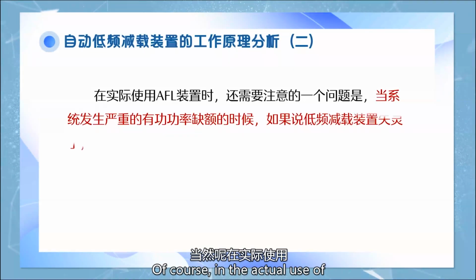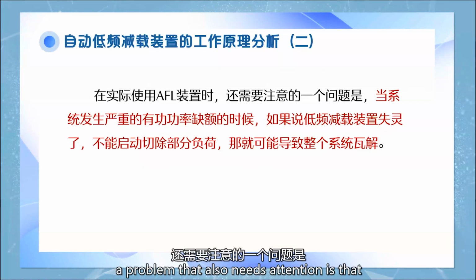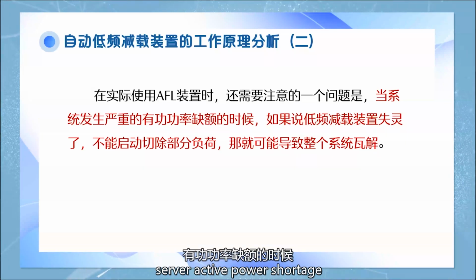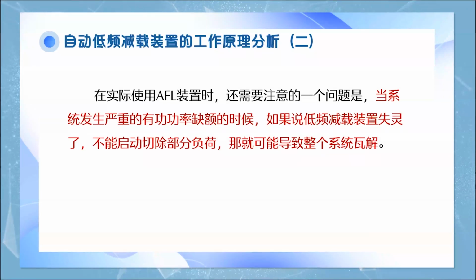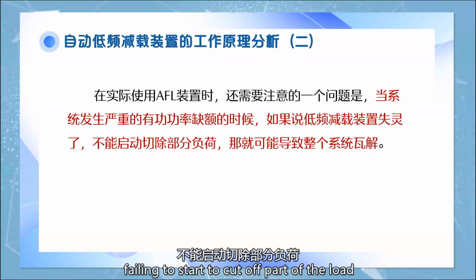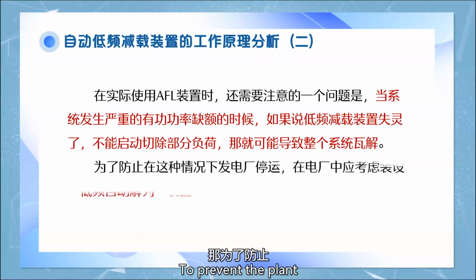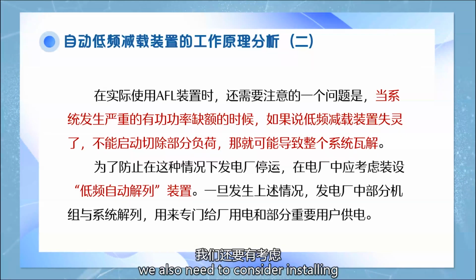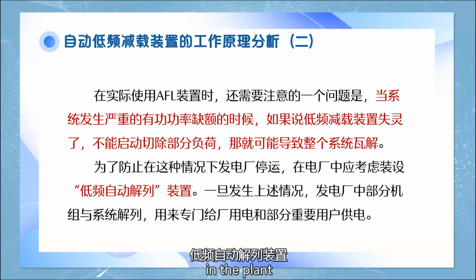Of course, in the actual use of the automatic low-frequency load shedding device, a problem that also needs attention is that when a system suffers from severe active power shortage and the low-frequency load shedding device malfunctions, failing to start to cut off part of the load, it may lead to the collapse of the entire system. To prevent the plant from collapsing, in such a case, we also need to consider installing low-frequency automatic shedding devices in the plant.